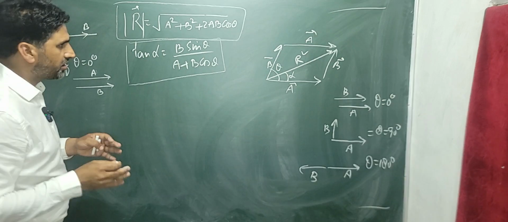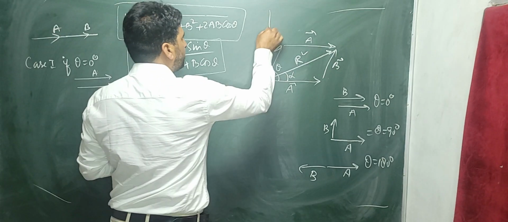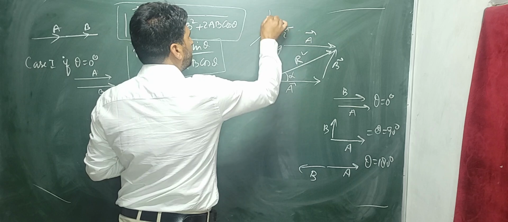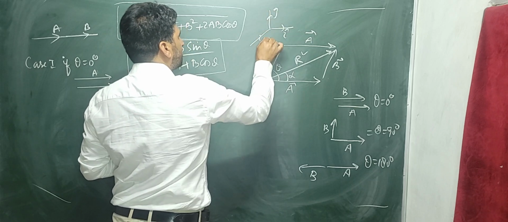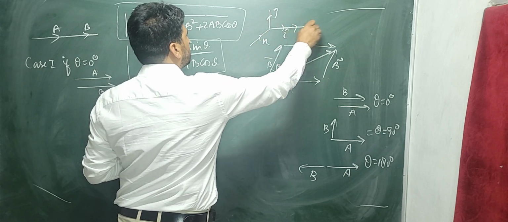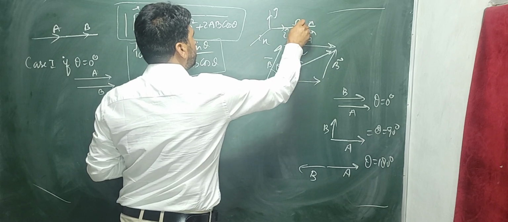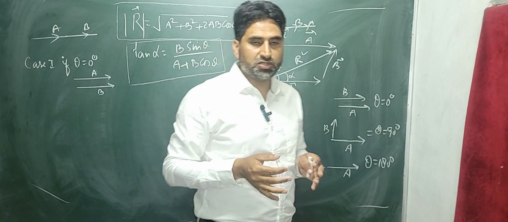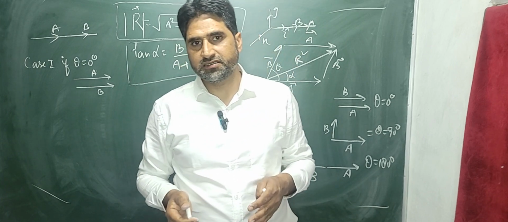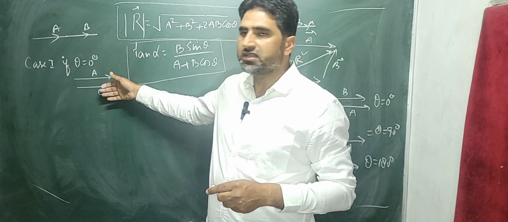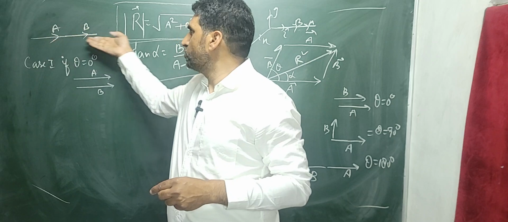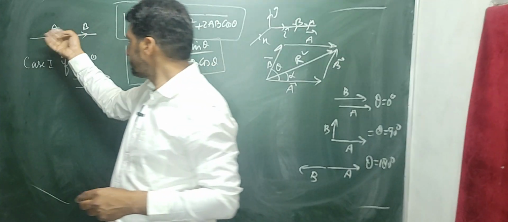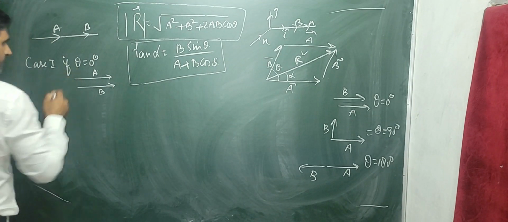Or both the vectors are moving along the x-axis. If you take the three axes, this is I, this is J, this is K, A is moving along this, B is also moving along this, and theta is 0. So taking theta equal to 0 means the two vectors have the same direction. They can be parallel to one another. They can be of a collinear type, A and B. So here theta is equal to 0.